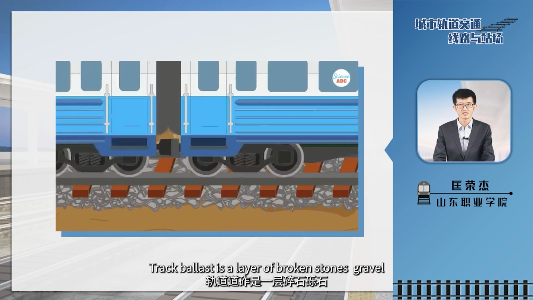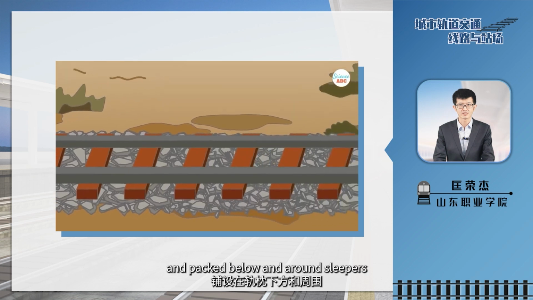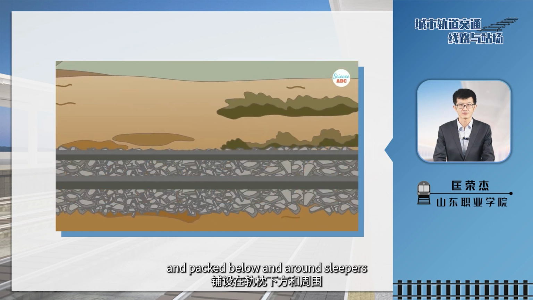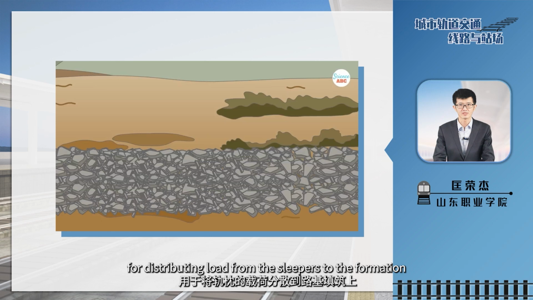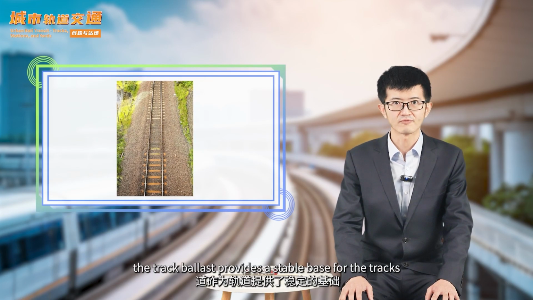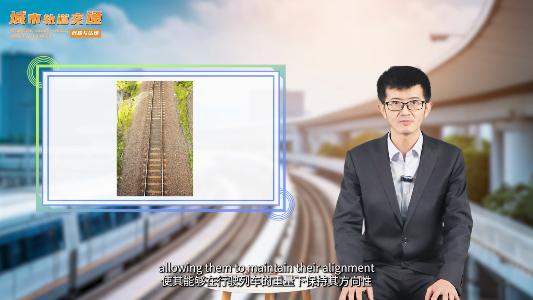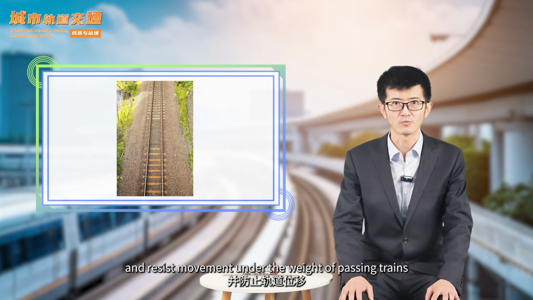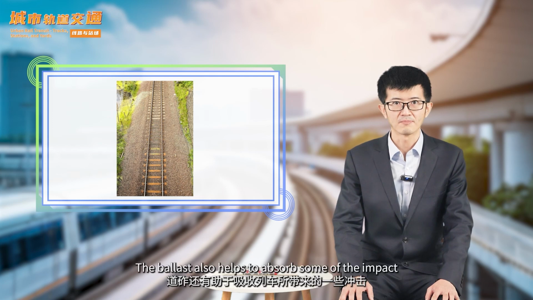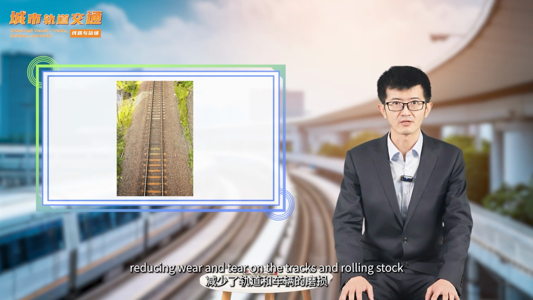Track ballast is a layer of broken stone, gravel, or any other granular materials placed and packed below and around the sleepers for distributing load from the sleepers to the formation. Meanwhile, the track ballast provides a stable base for the tracks, allowing them to maintain their alignment and resist movement under the weight of passing trains. The ballast also helps to absorb some of the impact and the vibration caused by trains, reducing wear and tear on the tracks and the rolling stock.